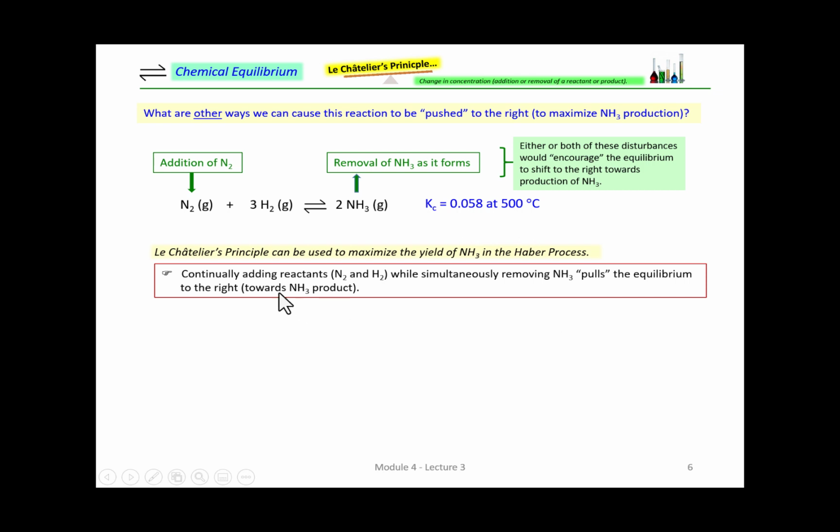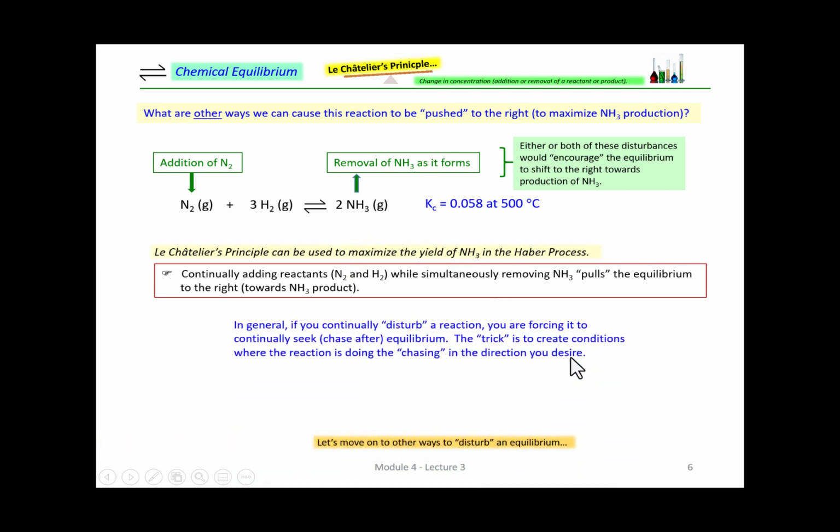So during this industrial process, continually adding reactants while simultaneously removing ammonia basically pulls the equilibrium to the right. I guess it would be more correct to say that adding nitrogen and hydrogen pushes to the right, and removing ammonia as it's formed, pulls to the right. In any event, it's a way to maximize the yield of ammonia.